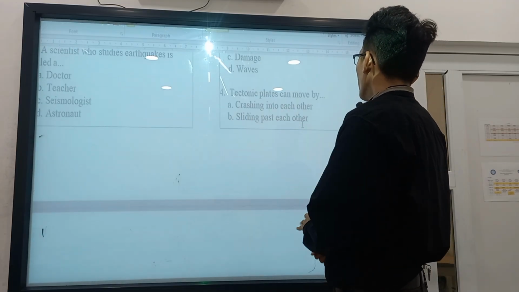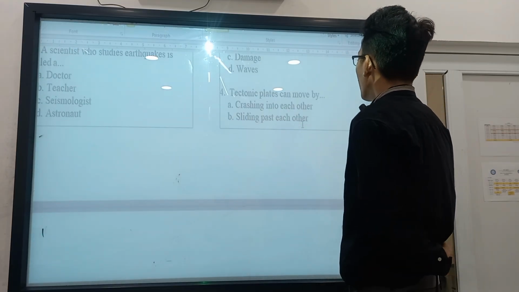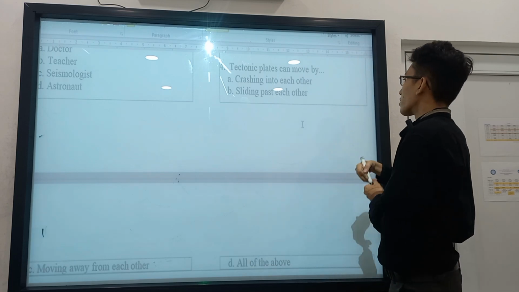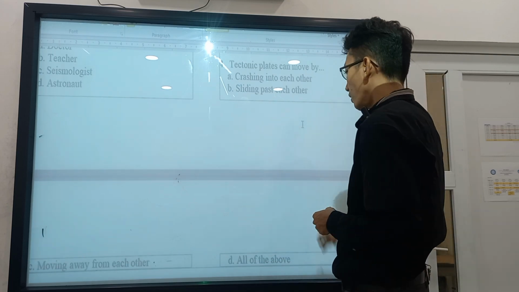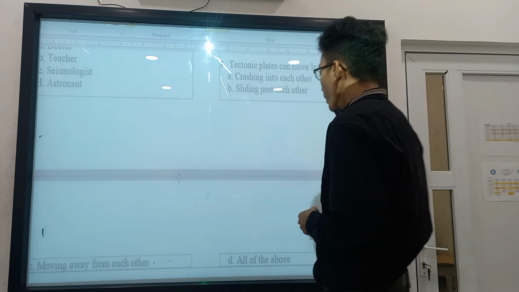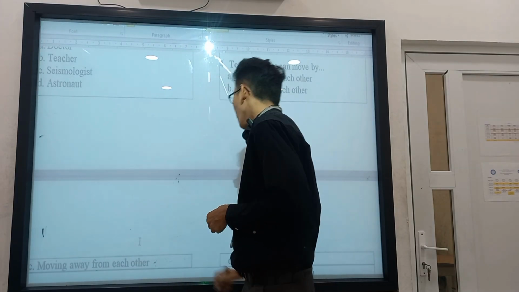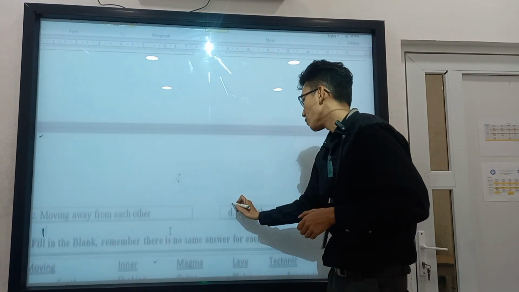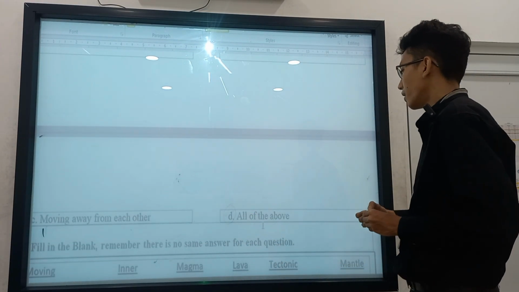Number 4. Tectonic plates can move by crashing into each other. Yes, of course. Sliding past each other. Yeah, it would be that way too. Moving away from each other also make earthquakes. So the correct answer should be all of the above.